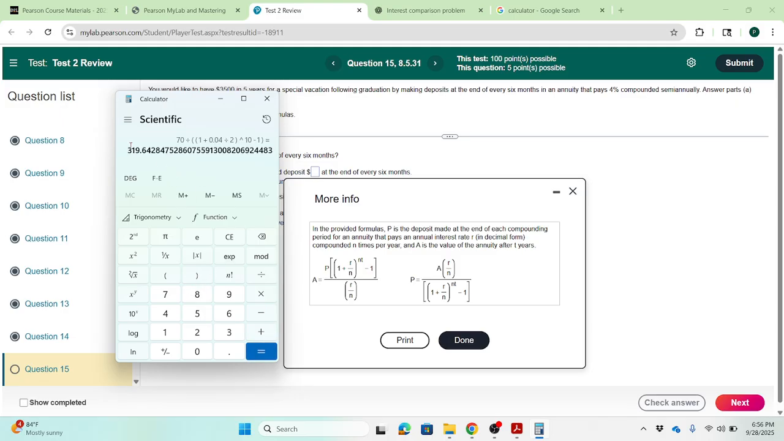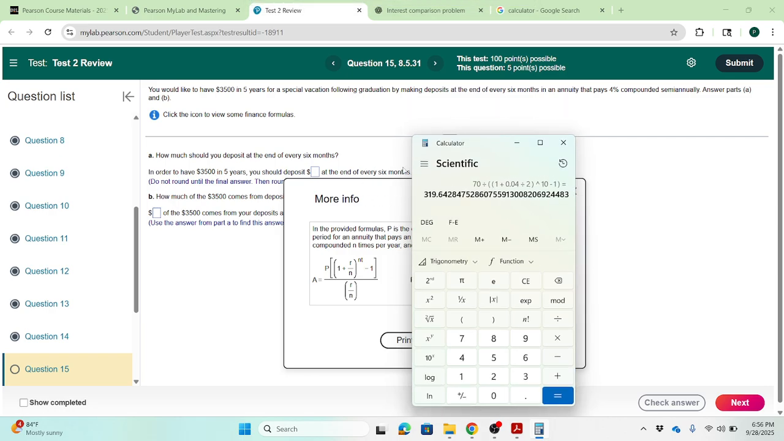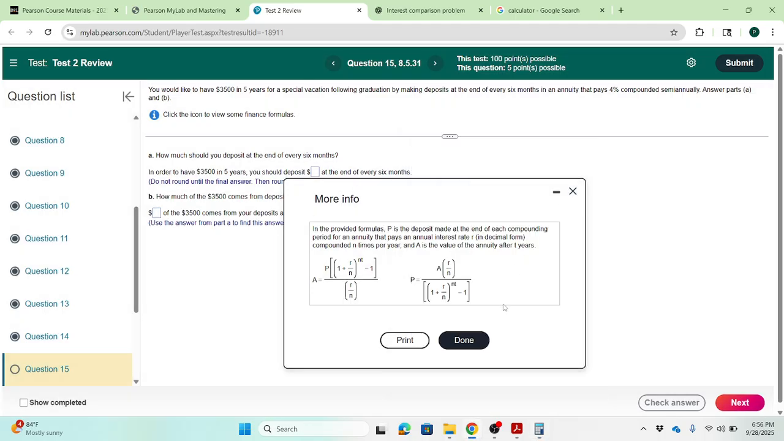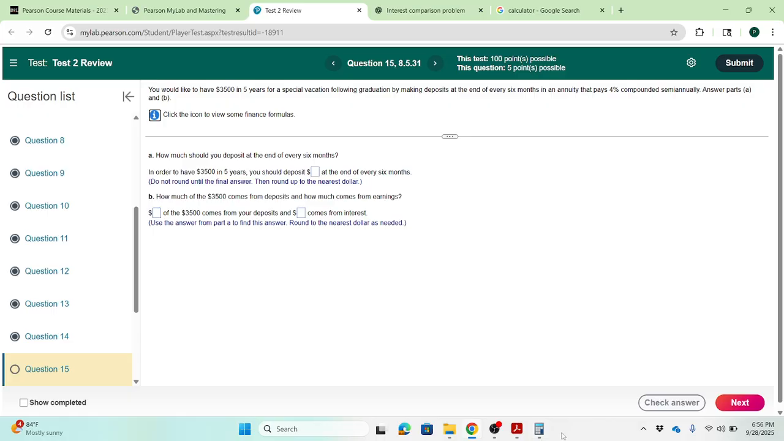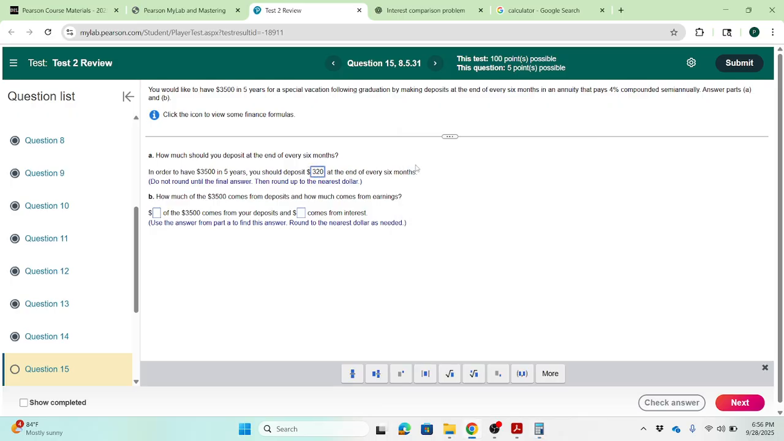So this is the regular deposit you have to make twice a year for the next 5 years to get that 3,500, which, if you round it to the nearest dollar, is $320 at the end of every 6 months.